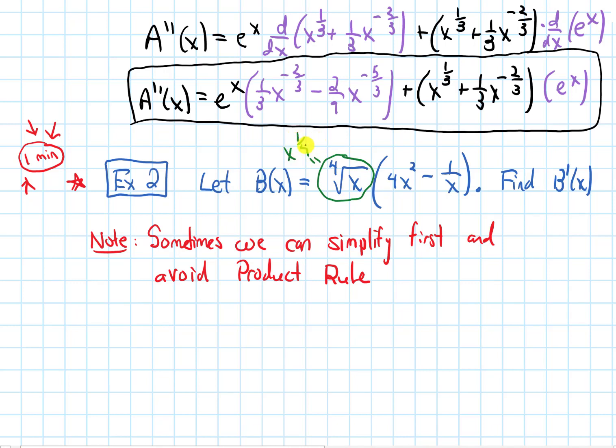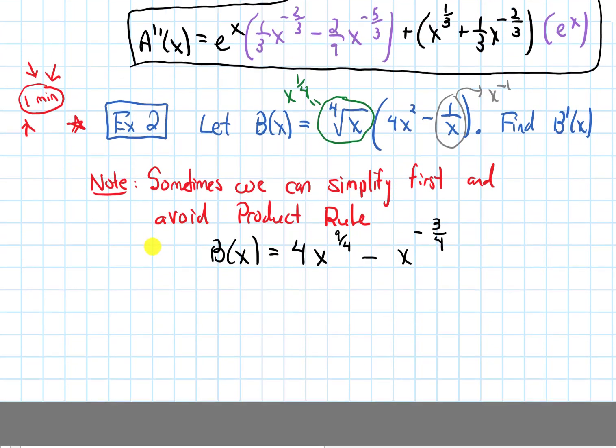And now if I distribute the x to the 1/4 into these terms, we'll get b of x equals 4, and then x, I have to add 2 to 1/4, which will give me 9/4. And then I'll get minus, let's also rewrite the 1 over x as x to the negative 1. Because when I add negative 1 to the 1/4, I'll get x to the negative 3/4. So I've rewritten it. Now we're ready to take the derivative, b prime of x.